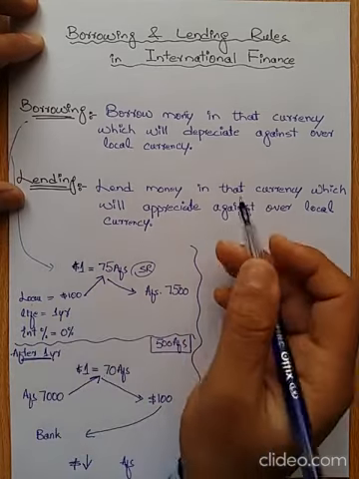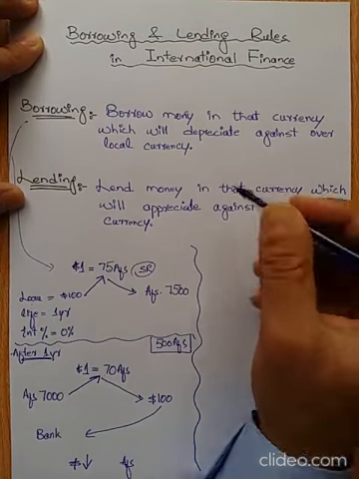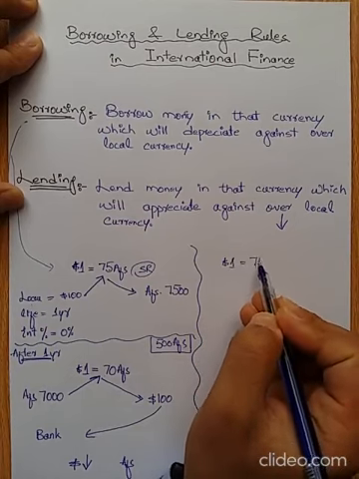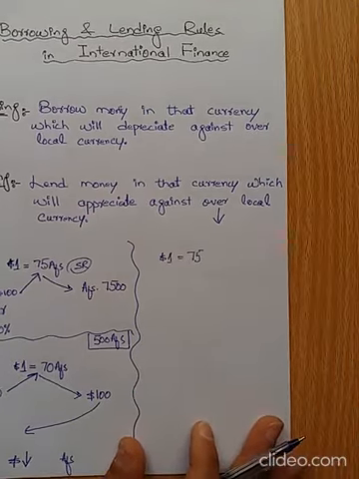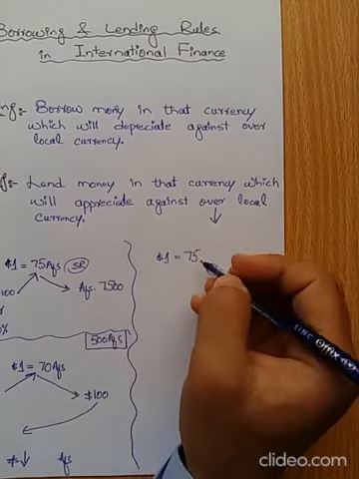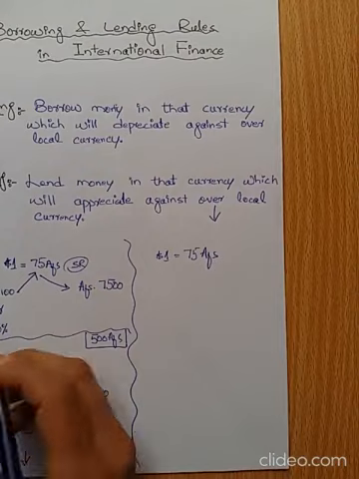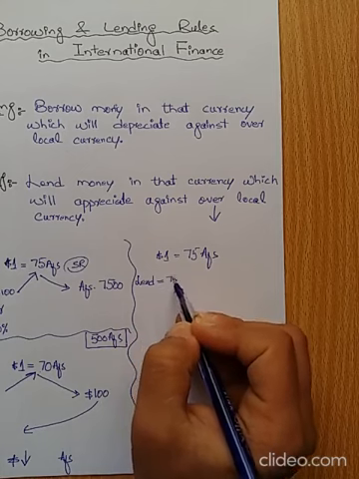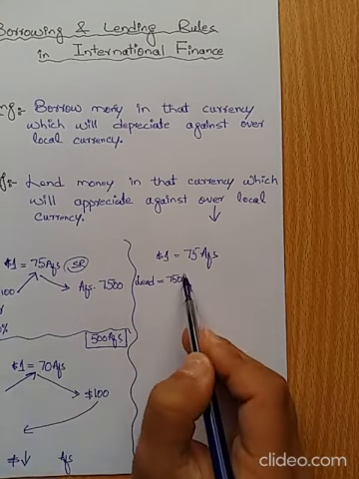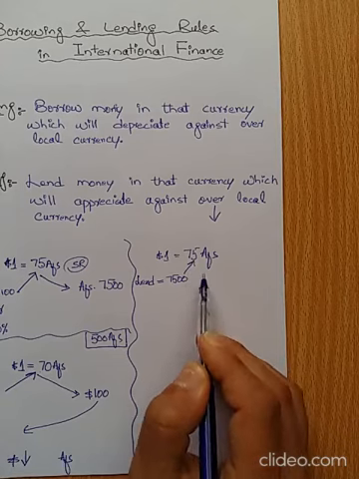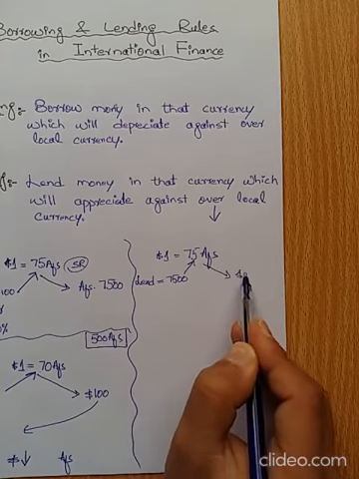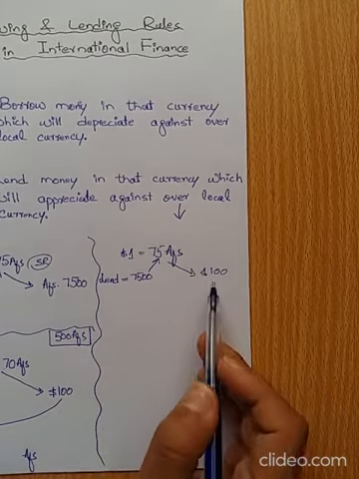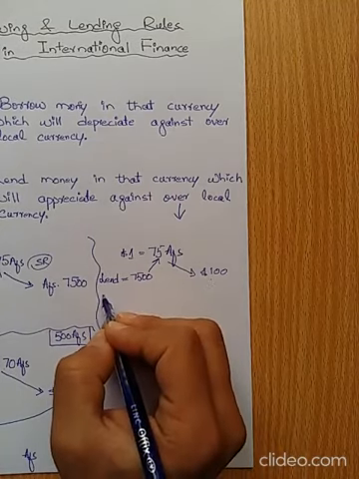The next rule is the lending rule. So let's see an example for the lending rule as well. Okay, so currently $1 is equal to 75 Fs. What I did was I lent money and I took 7,500 from my pocket. I converted this, okay, and I got $100 in return. And what I did was that I took it to the bank and I deposited it there.